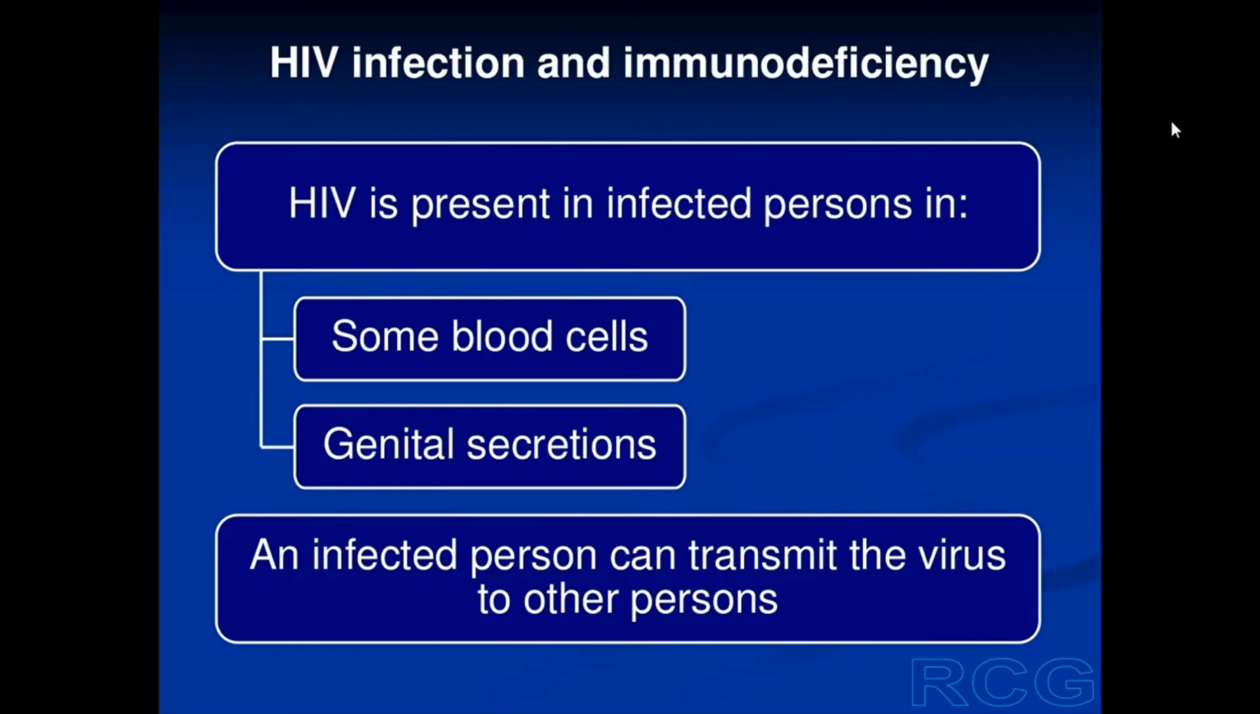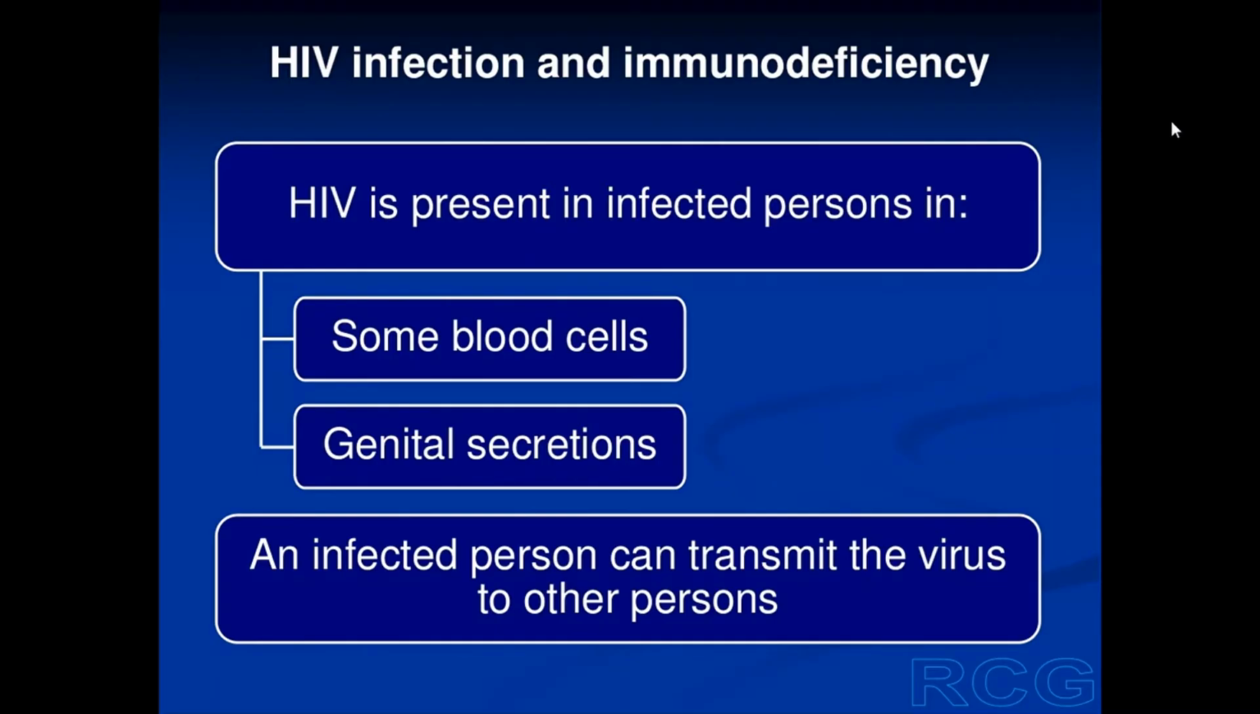HIV infection and immunodeficiency: HIV is present in an infected person, in some kinds of blood cells and in genital secretions. It can be transmitted through these sources, such as blood transfusions and sexual contact.